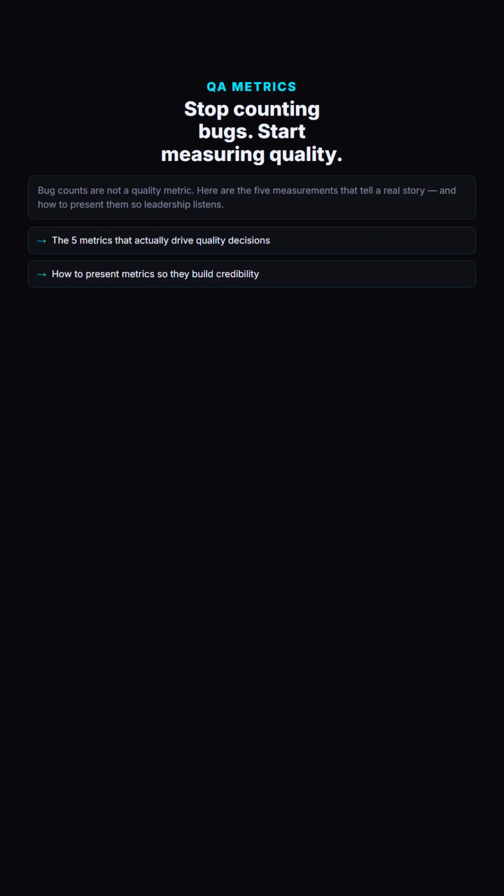QA metrics are one of the most misunderstood areas of the entire profession. Teams track what is easy to measure instead of what actually drives better decisions. In this episode, we are going to identify the 5 metrics that every QA lead should be tracking, explain exactly how to calculate each one, show you how to present them to leadership in a way that builds credibility, and give you a framework for using them to make better quality decisions on your own team. By the end, you will have a metrics approach you can start implementing in your very next sprint.